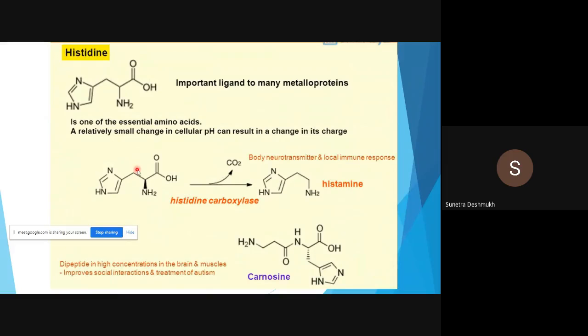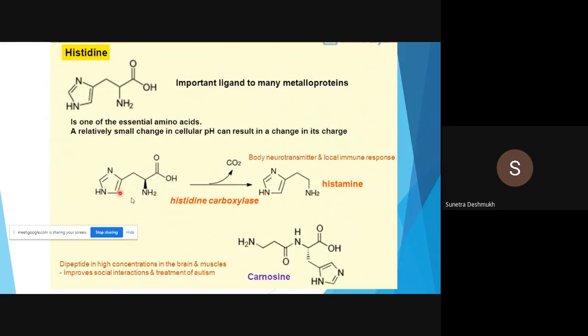Now, where is imidazole present? I think here they have given imidazole-containing moieties which are present in our living organisms. This one is the amino acid histidine. The imidazole-containing amino acid is named histidine. It is an important ligand to many metalloproteins and is one of the essential amino acids. A small change in cellular pH can result in a change in its charge.